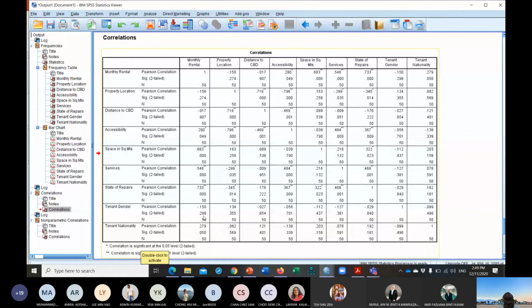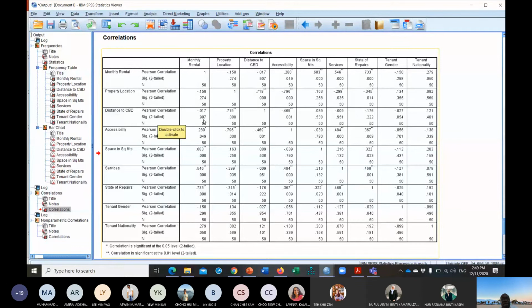But the factors that are determining the rental value, from this analysis, are state of repairs, services, space in square meters, and accessibility. Four factors out of eight. So these four factors are the factors that are affecting monthly rental. This is saying that from this correlation we can decide to remove other factors because they are not having a significant relationship. The ones that are having a significant relationship are telling us they are the determinants of rent.